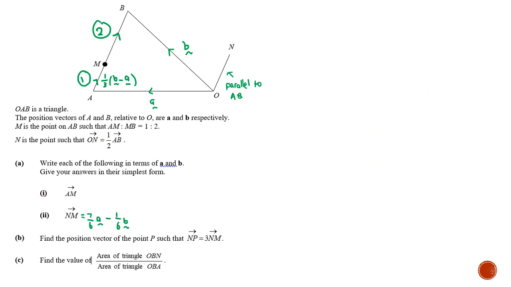Next, we are asked to find the position vector of the point P. That means we are asked to find vector OP such that vector NP is equal to 3 times vector NM. And so we will have OP minus ON equals 3 times vector NM. In order to find vector OP, we will need to find 3 of vector NM plus vector ON.